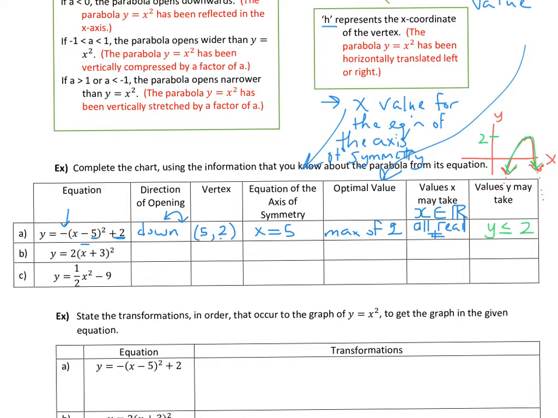All right, the next one, our a value is +2, so that's going to open up. For the vertex, we're going to switch the sign here. It's a +3, so the x-coordinate of the vertex is -3. We really have nothing being added on the end. You could have a +0 there. The y-coordinate of the vertex is 0. Our equation of the axis should be x equals -3 then. It's opening up, so we're going to reach a minimum before we turn around and go back up. This will be a min of 0.